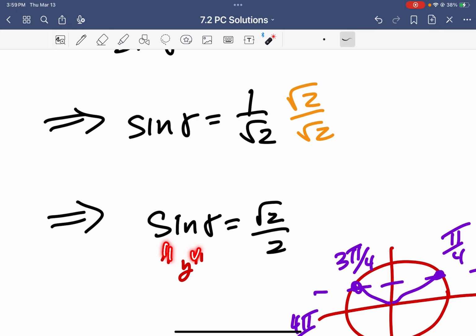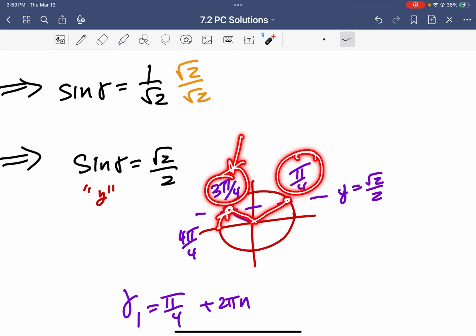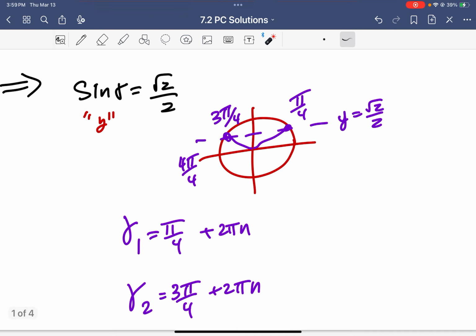So now since sine is y, I look for where on my trig hand I have the square root of 2 over 2, and I get the reference angle of pi over 4. So if I'm looking for where y is equal to square root of 2 over 2, it's going to be these two dots, where that's pi over 4, and this is not 4 pi over 4, but back up 1 to 3 pi over 4. So my two gammas that I might get are gamma 1, which is this, plus any number of rotations, or this dot right here, plus any number of rotations.